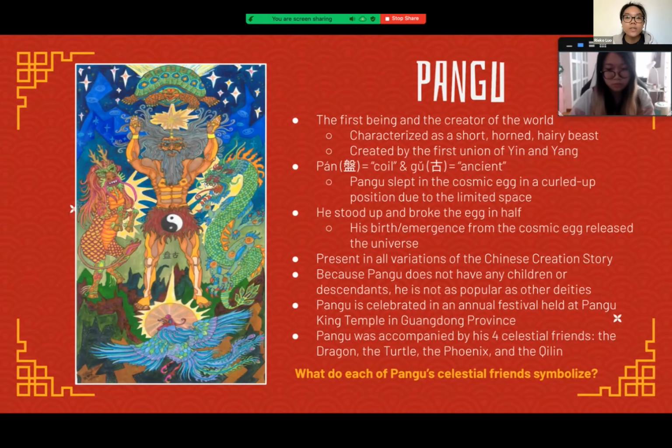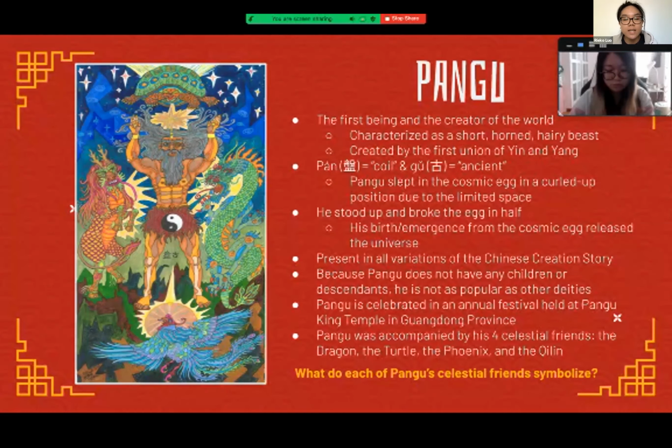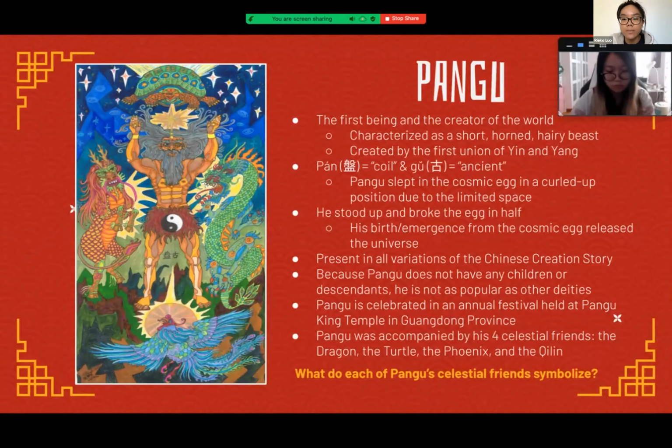However, Pangu is still celebrated today in an annual festival held at Pangu King Temple in Guangdong Province. Similar to Christianity, how Christians go to church to pray and to receive blessings, Chinese people do the same in Taoist temples as well as Pangu's King Temple in Guangdong. In all the stories, Pangu is accompanied by his four celestial friends, the dragon, the turtle, the phoenix, and the qilin, as you can see in the photo.